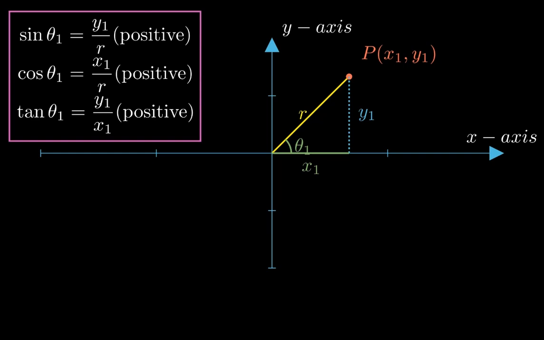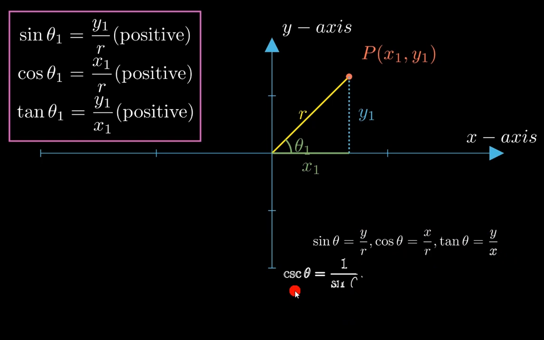Tan theta is opposite over adjacent, y1 over x1, and you will be noting that that one is also the same as sin theta 1 divided by cos theta 1. So tan theta 1 is y1 over x1, which is also the same as sine of theta 1 divided by cosine of theta 1. And now for a point P, xy, which is distant r from the origin, we have these values here. Sin theta is equal to y over r, cos theta is x over r, tan theta is y over x, which is the same as sin theta over cos theta.